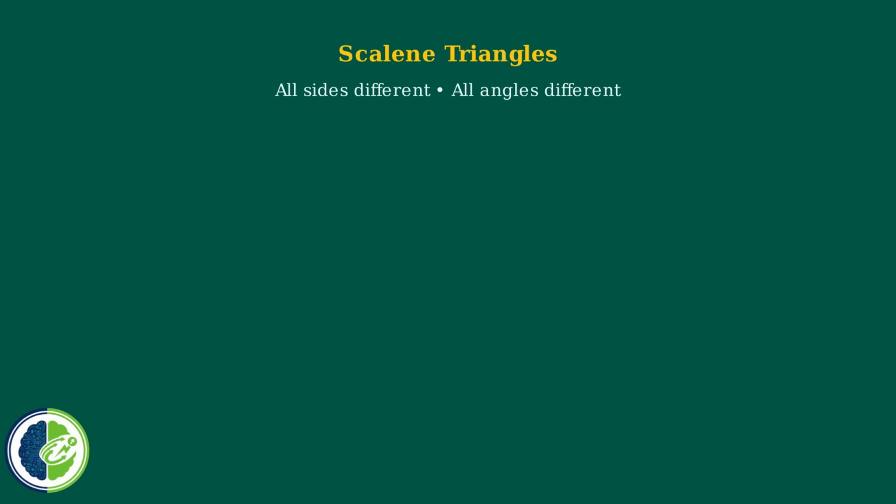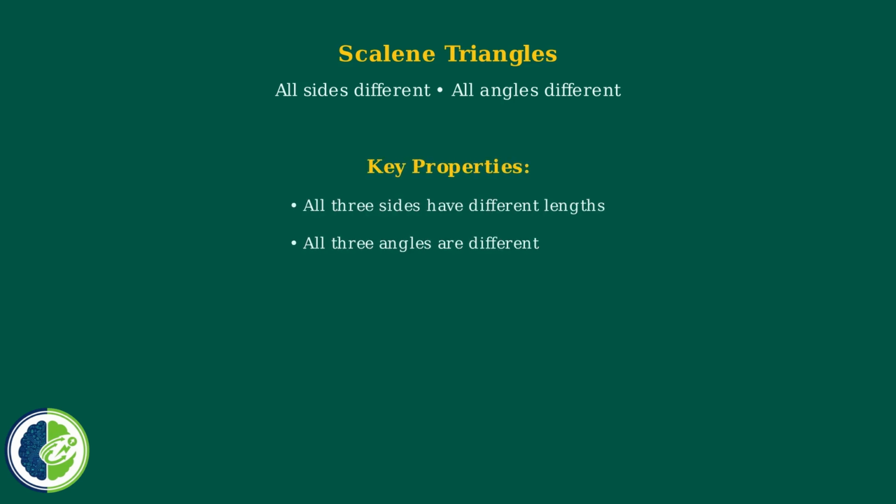Let's summarize what makes them special. First, all three sides have different lengths. No two sides are ever equal. Second, all three angles are different. There are no equal angles in a scalene triangle. Third, scalene triangles have no lines of symmetry, unlike equilateral and isosceles triangles.